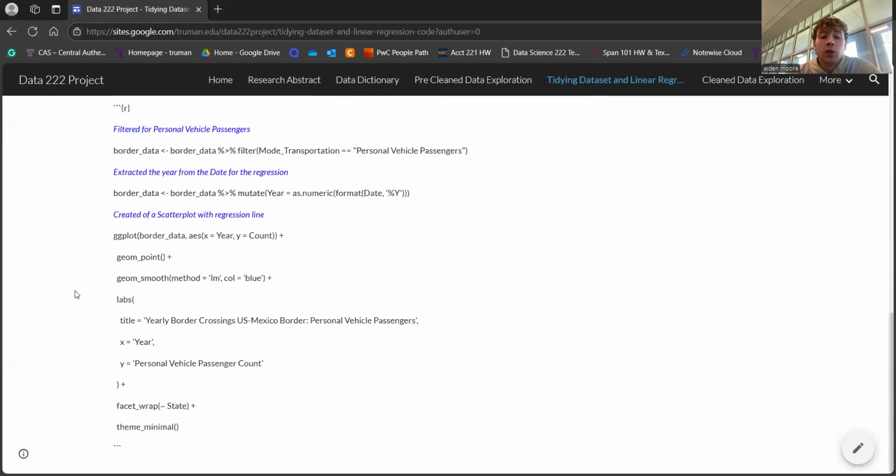For the linear regression model code, we chose the linear regression model to analyze the trend of personal vehicle passengers crossing the US-Mexico border over time. By filtering for personal vehicle passengers and extracting the year from the date, we can examine how crossing counts have changed annually. The scatter plot with the regression line provides a clear visualization of the trends, while the blue line helps highlight whether there's an upward or downward shift in passenger counts.